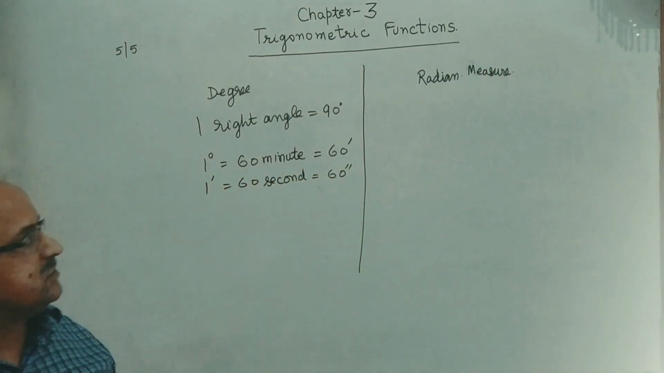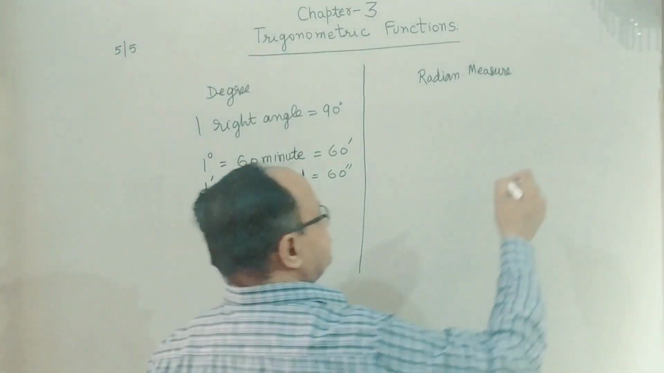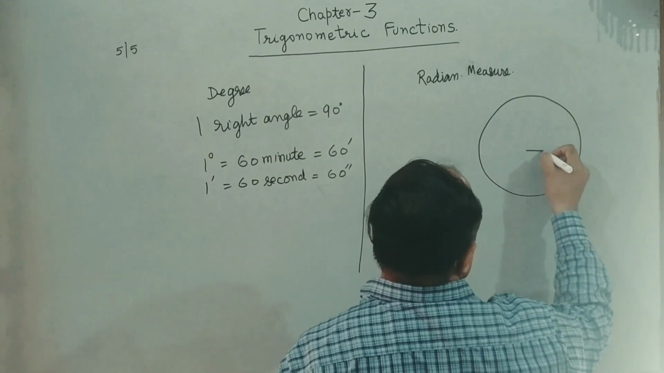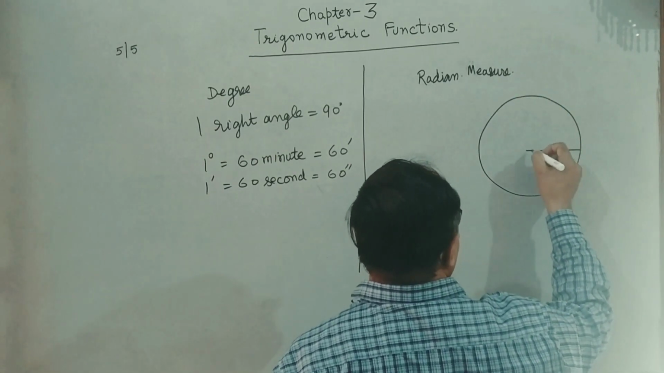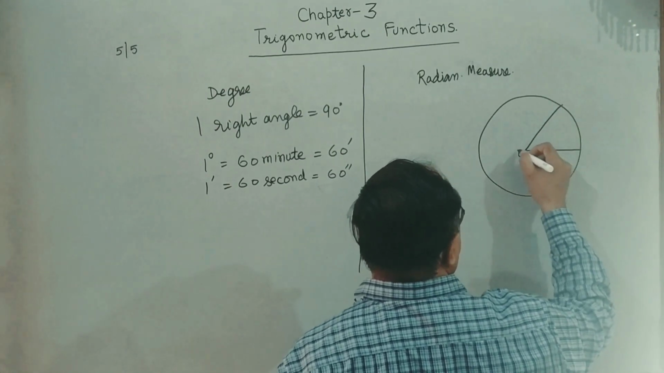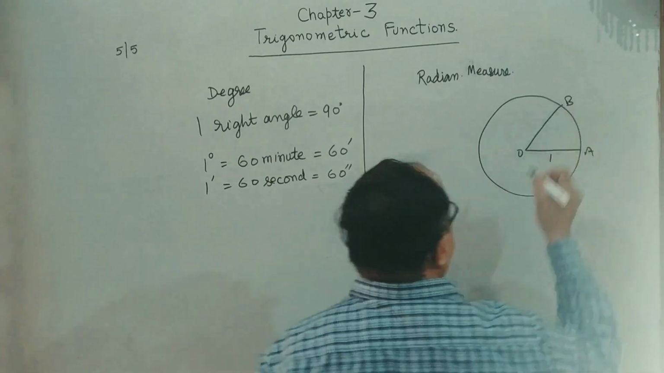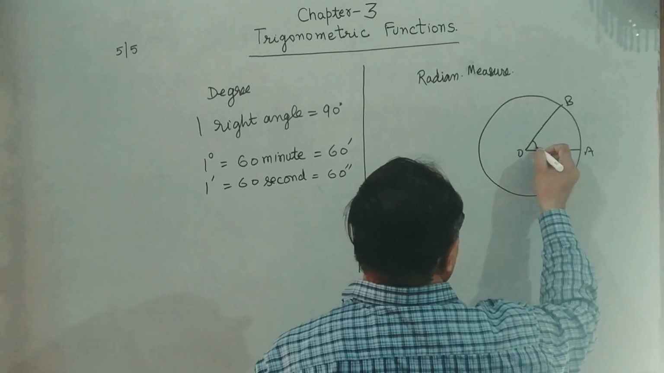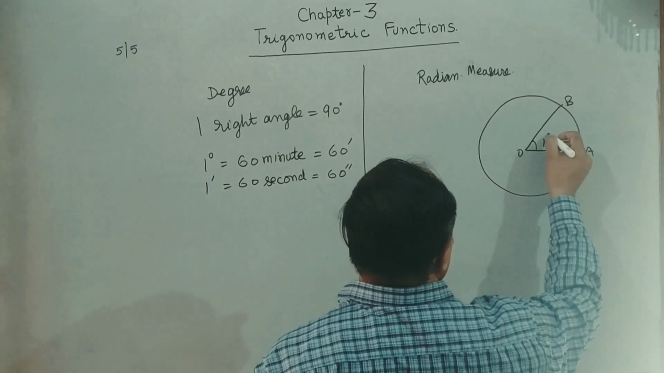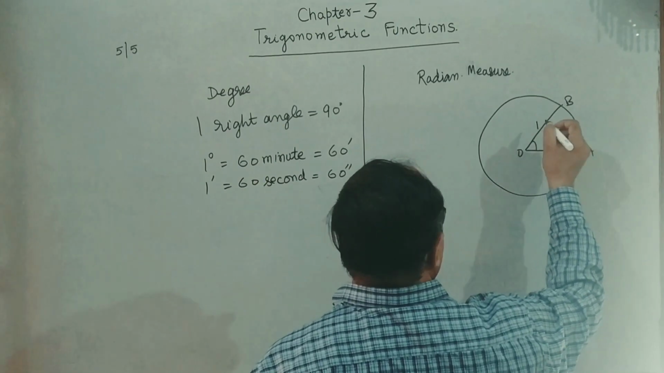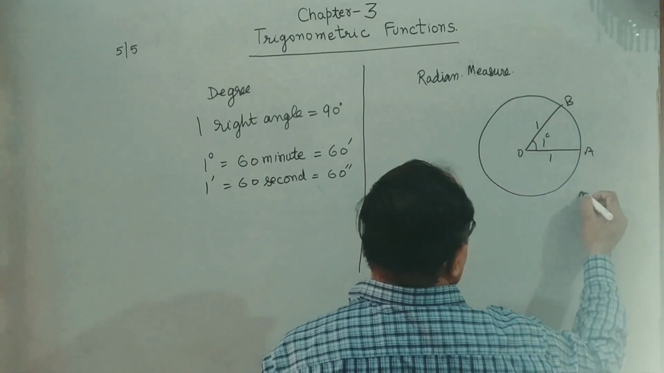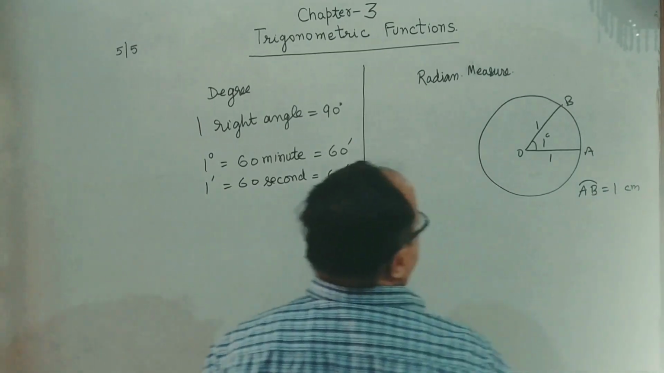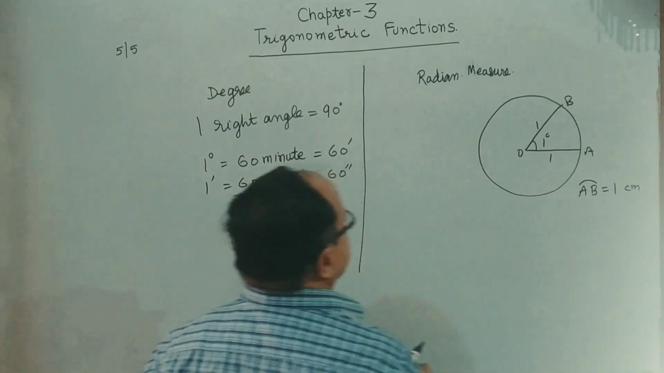The radian measure is also known as circular measure. Draw a circle of unit radius. It means radius is 1. AOB. Radius is 1. This radius is 1, and this angle is called 1 radian, written as 1c. This is also 1, and the length of AB is also 1 centimeter. 1 unit, you can say, 1 centimeter.